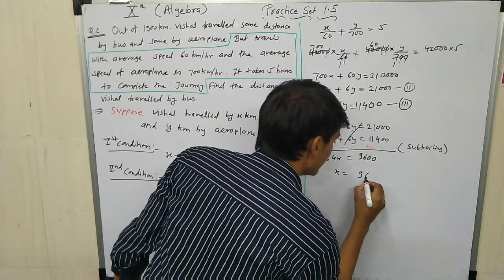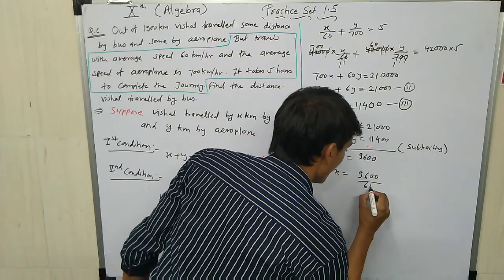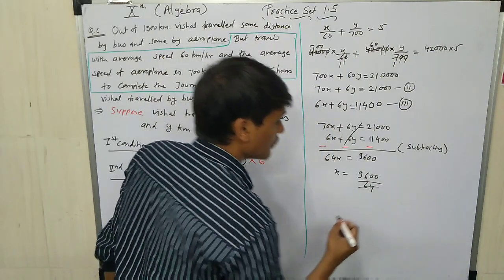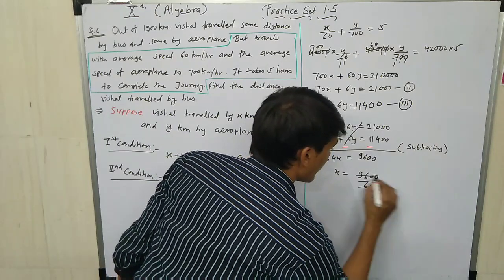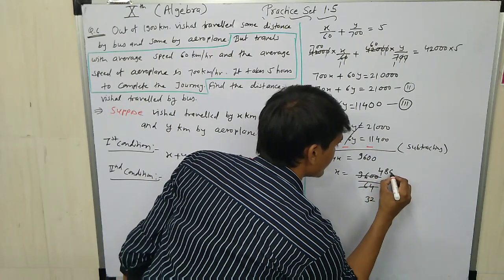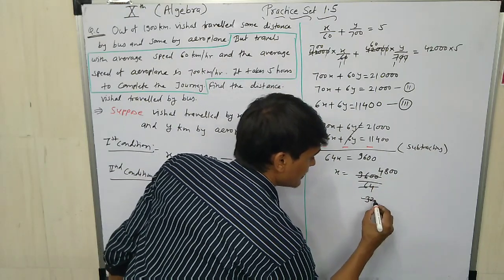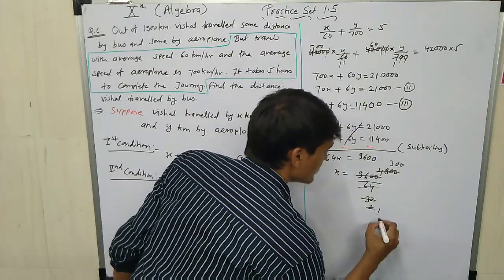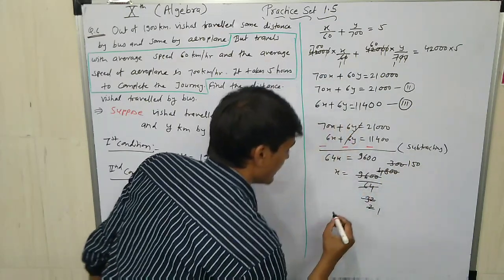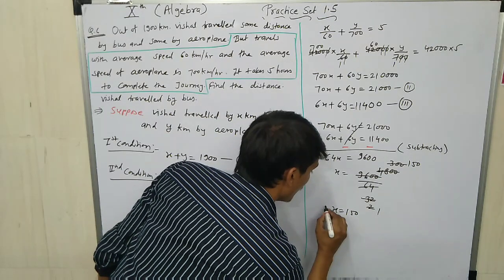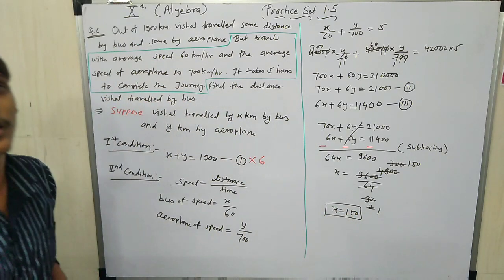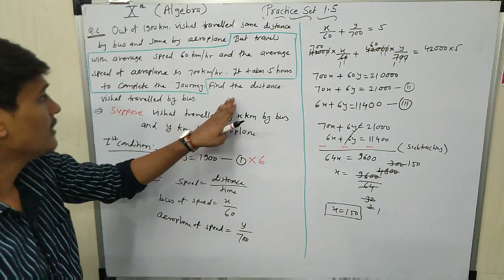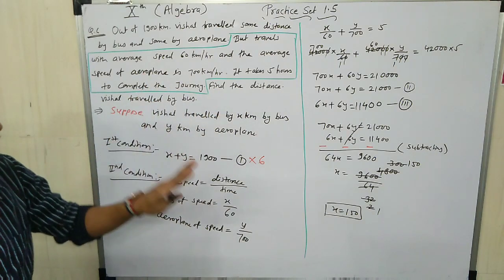x is equal to what? 9600 upon 64. Divide by 2: 2 3s are 6, 2 2s are 4, 2 4s are 8, 2 8s are 16, is equal to 16 2s are 32, and 16 3s are 48, and 150. Now x is equal to what? 150. x is equal to 150. We only find out the value of x because we don't need the value for the aeroplane.